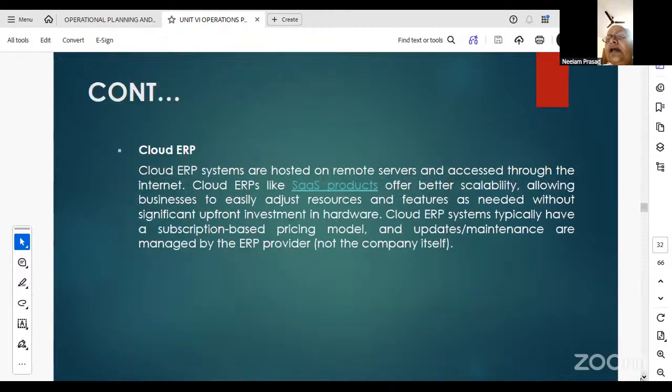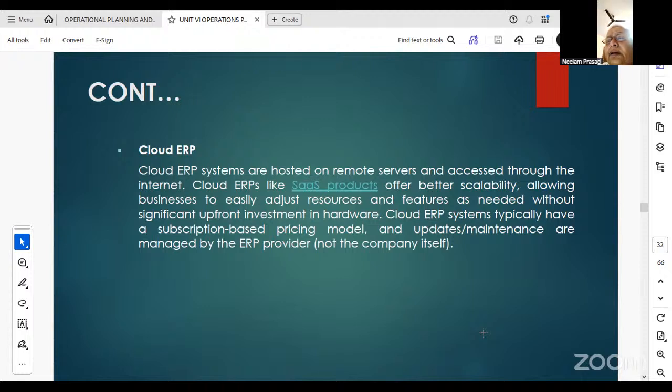Then you have cloud ERP. So it depends upon the management, what decisions they take, whether they want an on-premise system or they want some relevant company to operate the system. So it depends upon the management. It is a management issue, top management issue, in fact.